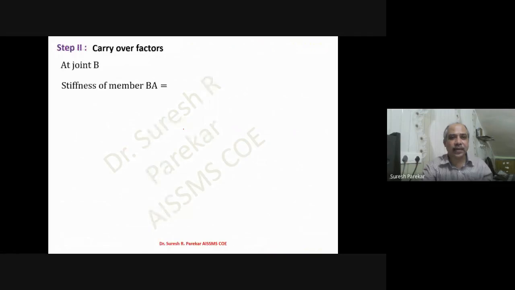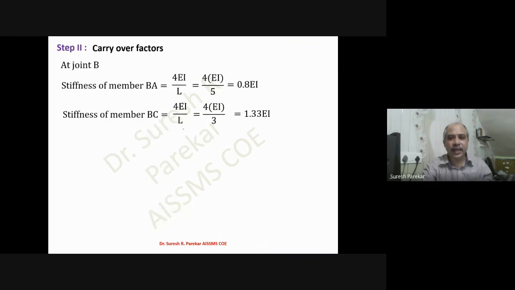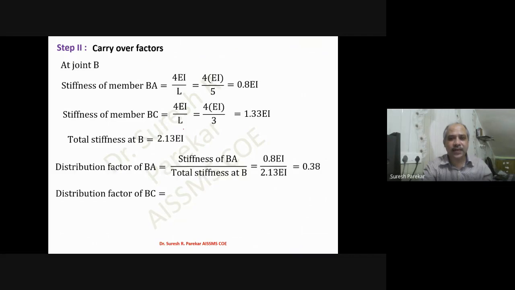Then step 2, carryover factor. Then we have BA 4EI upon L. So we have here BC 4EI upon L. We have 3 BC, and then total stiffness we will get, and then we are with these distribution factors.